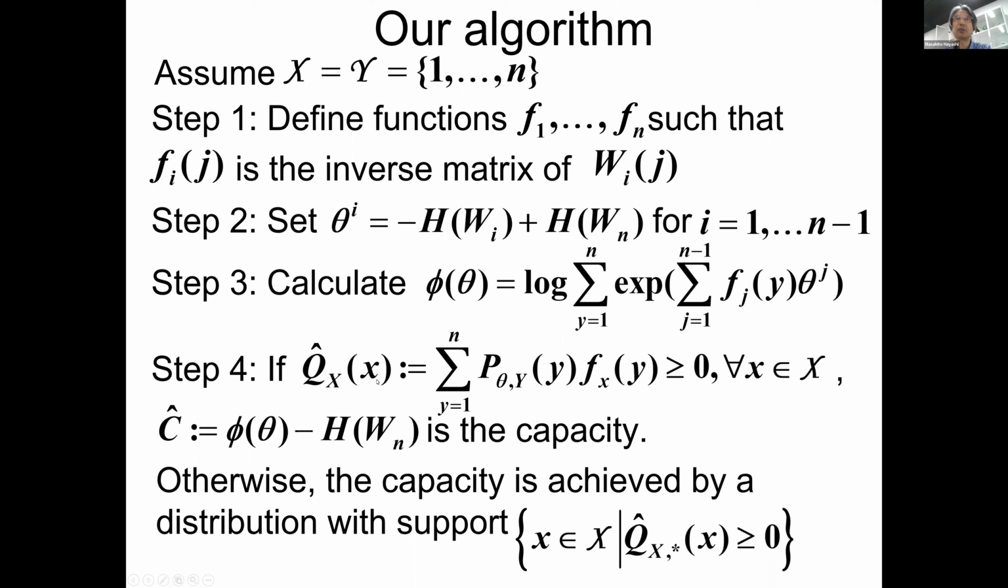In this case, sometimes this one is not a positive value. But if this quantity is positive for all x, in that case, this C hat is the channel capacity. Otherwise, the capacity is achieved by a distribution with this support. If this condition does not hold, this set is a strict subset of X. In this case, we cannot calculate the channel capacity in our method.